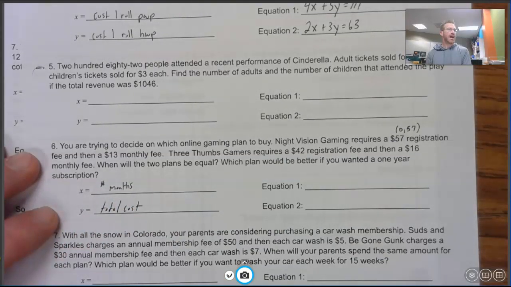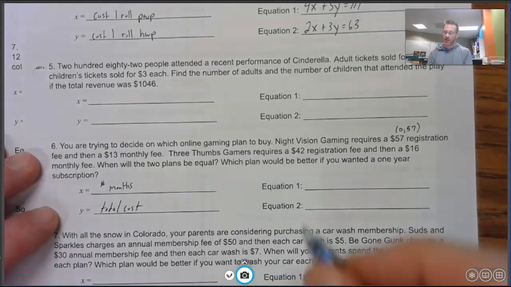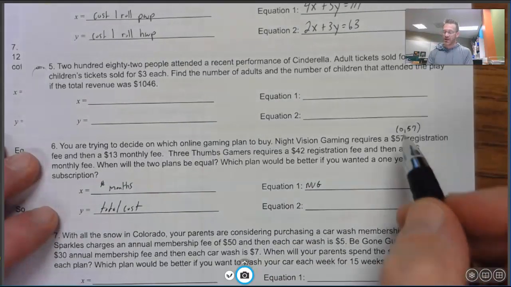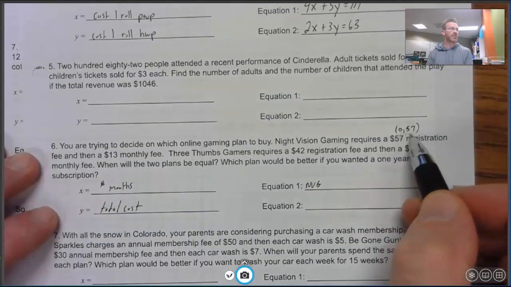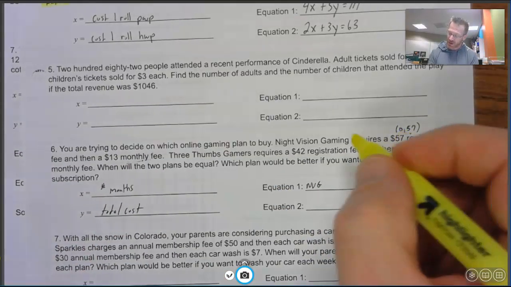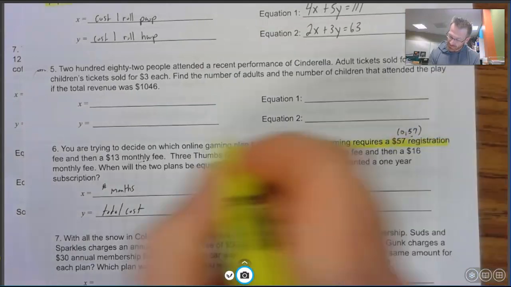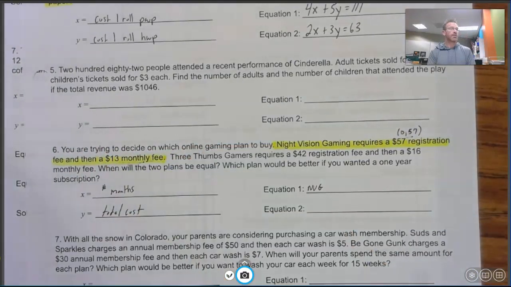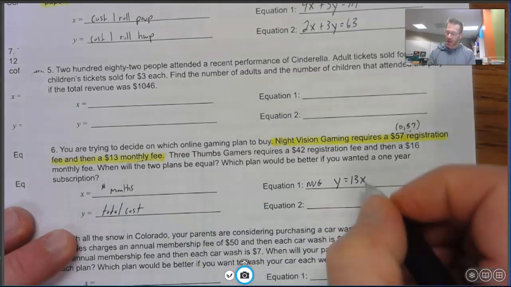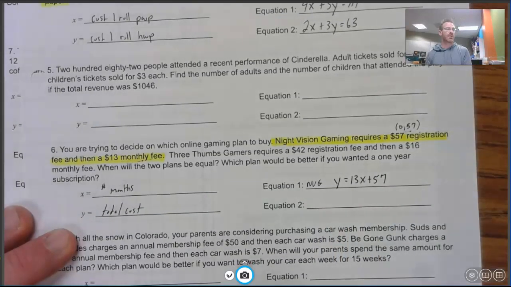So now let's jump in and write those equations. Let's look at Night Vision Gaming first. I have my initial registration fee of $57 and a monthly fee of $13. That's the big information for Night Vision Gaming right here. So now, that is slope intercept form. I'm starting with my starting value of 57, and then I have a monthly fee. So this would be Y equals $13 per month plus that initial fee, that registration fee. So there's my equation for Night Vision Gaming.